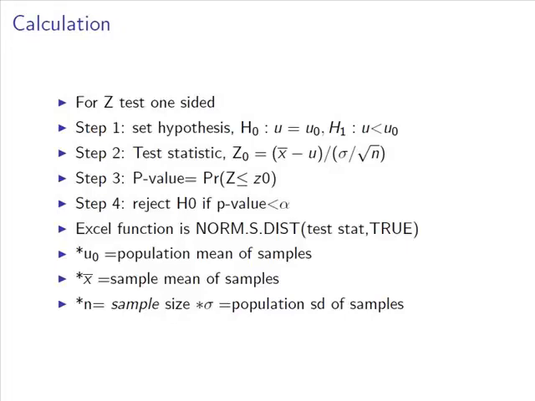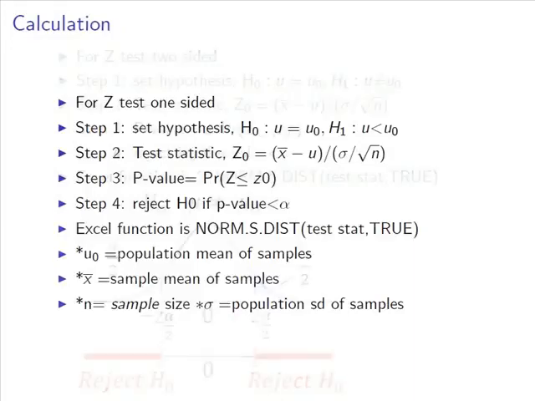Here, mu is the population mean of samples, x bar is the sample mean of the sample, and n is the sample size, and alpha is the significance level, and sigma is the population SD of samples.